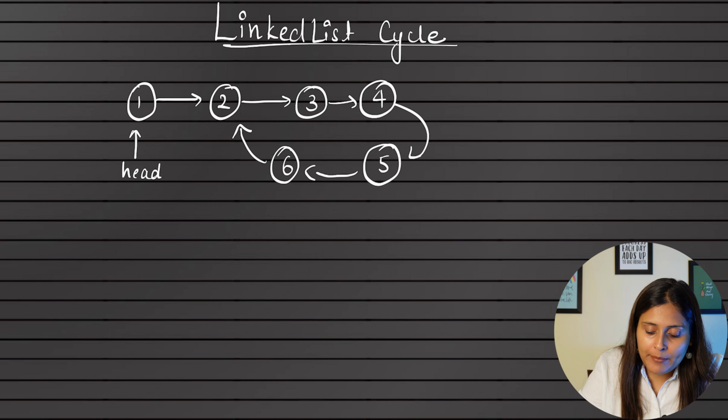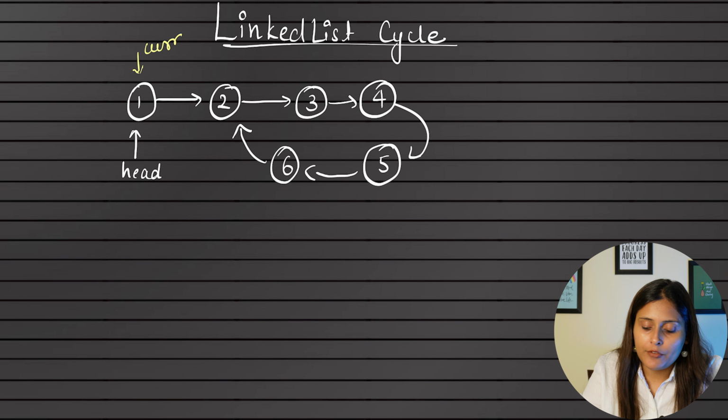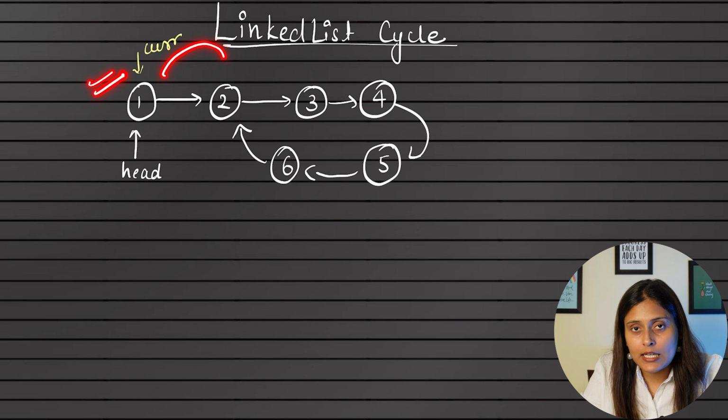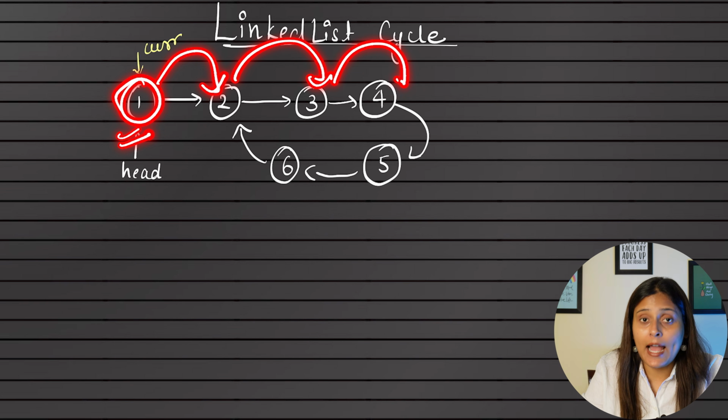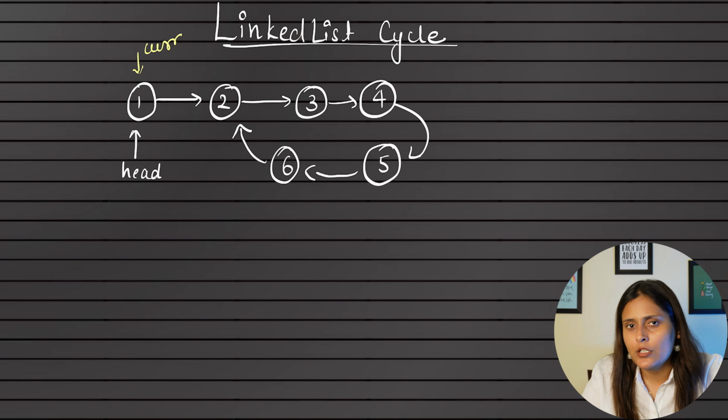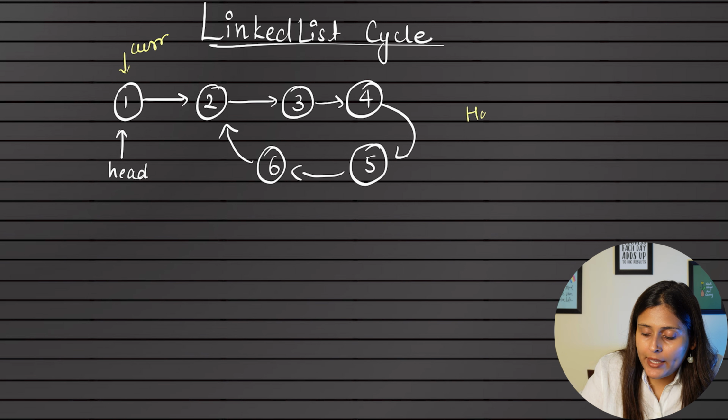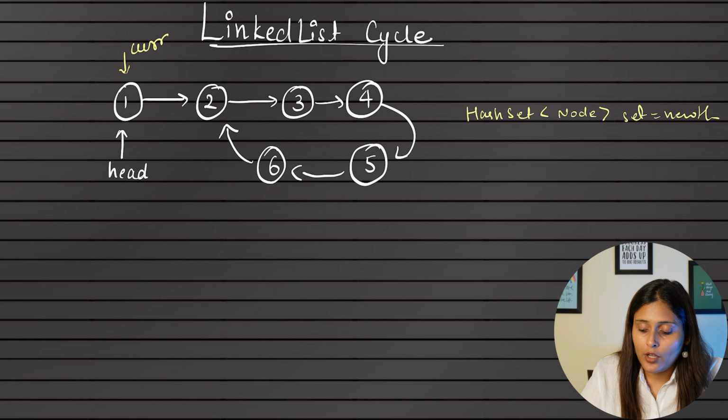So what we'll do, we'll make an alias, let's say current, and as you know we do not prefer to move the head pointer, we make an alias, let's say current, and we'll move this current ahead. So first we'll check, is our current already visited or present in the set? No, it is not. So okay, we'll move ahead, and while moving we will save it in our hash set. So first we'll make our hash set of type node or ListNode, whatever we have made. Set is equal to new HashSet and so on. Okay, now we'll make a current pointer of type node and we'll start from the head location.